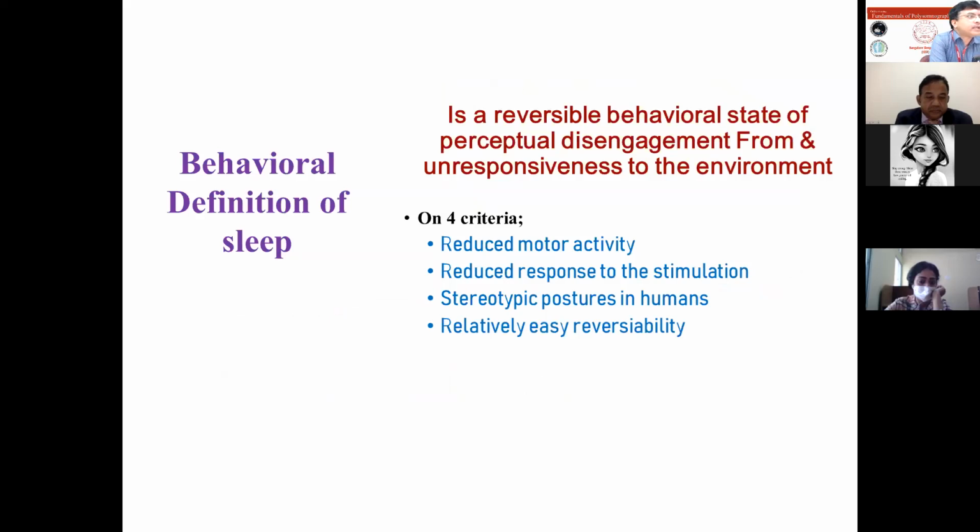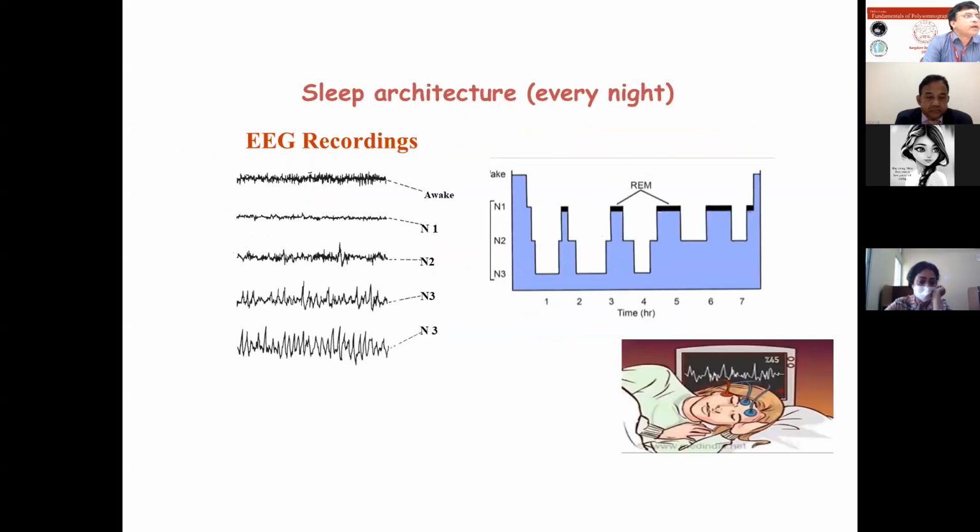So how do we define sleep? Mammalian sleep is defined as a reversible behavioral state of perceptual disengagement from, and unresponsiveness to, the environment, which has 4 criteria. It has to have reduced motor activity. It has a reduced response to any stimulation. There should be stereotypic postures, especially in humans. It has to be a supine posture, and it has to be easily reversible. So these 4 things play an important role in the behavioral definition of sleep.